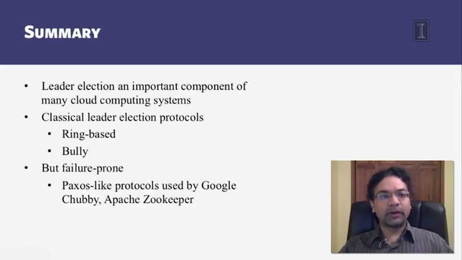To wrap up our discussion of leader election, election is an important component of many cloud computing systems today. We have discussed 2 classical leader election protocols, ring-based and bully, but they are failure prone because after all, leader election is related to consensus, which turns out to be impossible to solve in an asynchronous system. Many systems in industry such as Google Chubby as well as Apache Zookeeper, which is an open source system, use Paxos-like approaches or quorum-like approaches in order to do elections, which guarantee safety. They may not guarantee liveness, but they guarantee eventual liveness. If things go right in the system in terms of message losses and failures, then the election succeeds and everyone knows about the unique leader that is elected in the group.